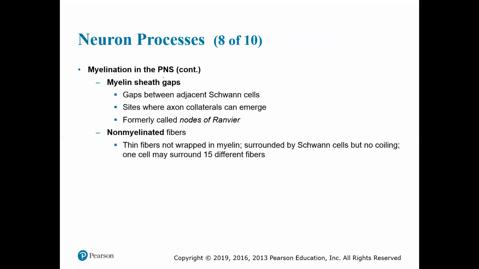So in the PNS still, Schwann cells, there's gaps in between the Schwann cells, like Valerie's going to say, they're called nodes of Ranvier. All right. So there's no myelin in those little gaps between the Schwann cells. So non-myelinated fibers, thin fibers, of course, not wrapped in myelin, surrounded by Schwann cells, but not coiling. So you don't have to worry about that as far as Schwann cells not producing myelin.